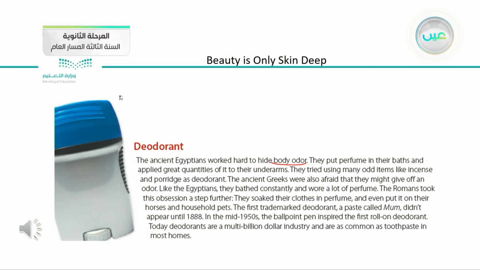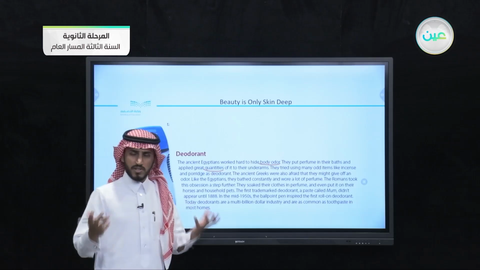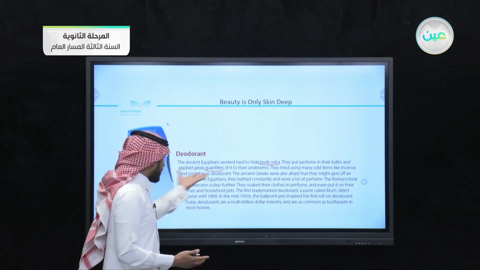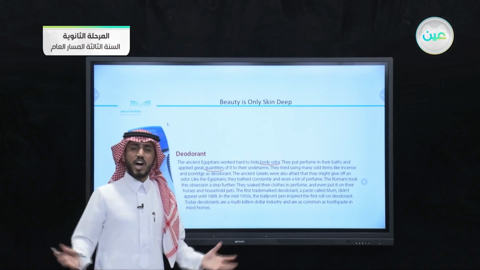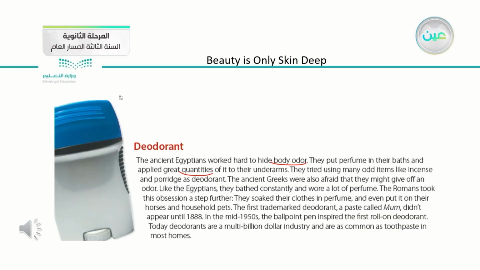They put perfume in their baths and applied great quantities. The word quantities means numbers. So great quantities means a large number of it, or a large amount of it, to their underarms. After that, we have the word soaked.